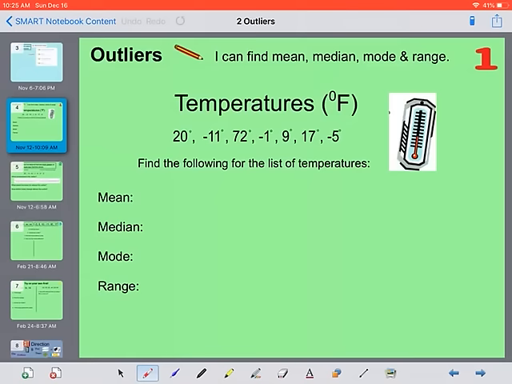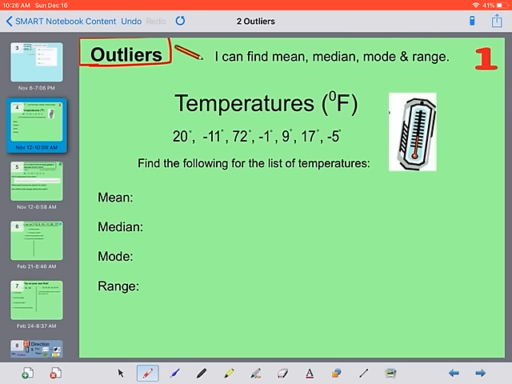Hello, today we are doing our second lesson on mean, median, mode, and range, which is going to focus on outliers. We're going to start off with a review of finding mean, median, mode, and range. So we're going to look at some temperatures. It says find the following for the list of temperatures.